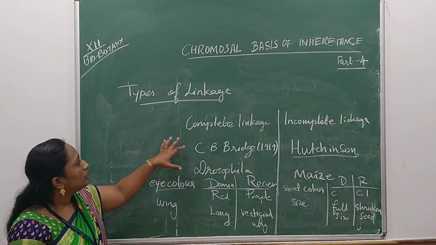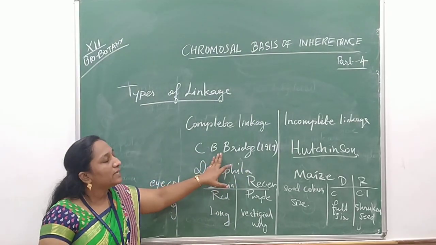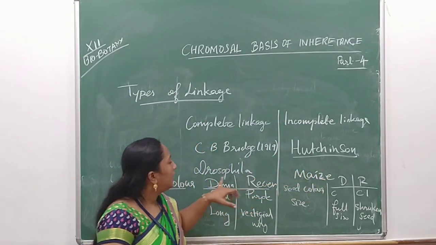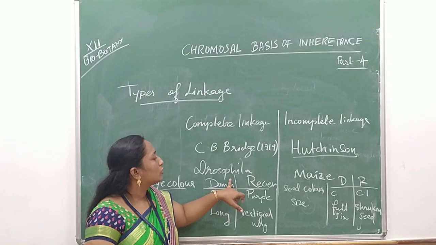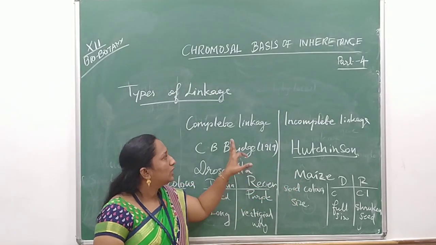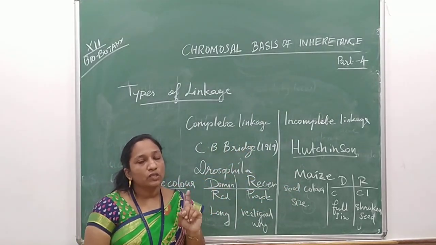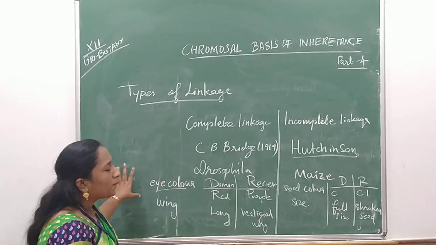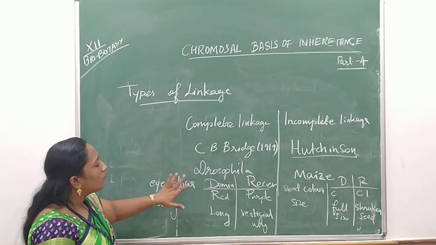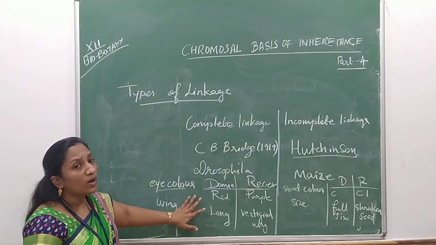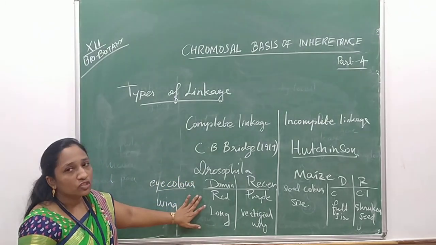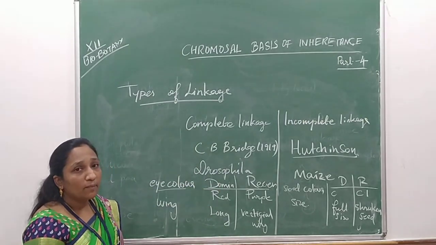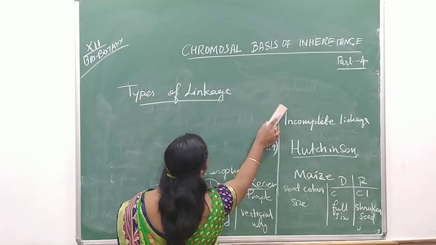So up to this clear? This is research done by C.B. Bridges in 1919, and this is done by Hutchinson. He did the experiment with the help of Drosophila. These are some important 1 mark questions they may also ask from this genetics portion. Okay, linkage. Up to this clear? Next we are going to learn how and what cross he got with the help of Drosophila, and next what cross and what percentage he got in the incomplete linkage.